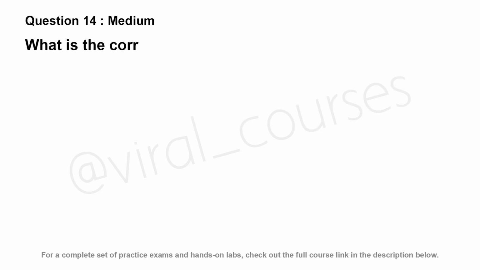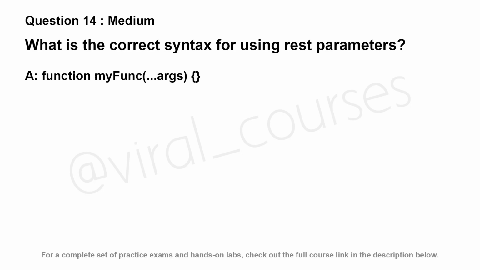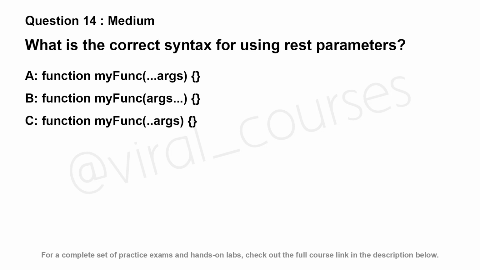What is the correct syntax for using REST parameters? Option A. function myFunc(...args) {}. Option B. function myFunc(..args) {}. Option C. function myFunc(args...) {}. Option D. function myFunc(&args) {}.